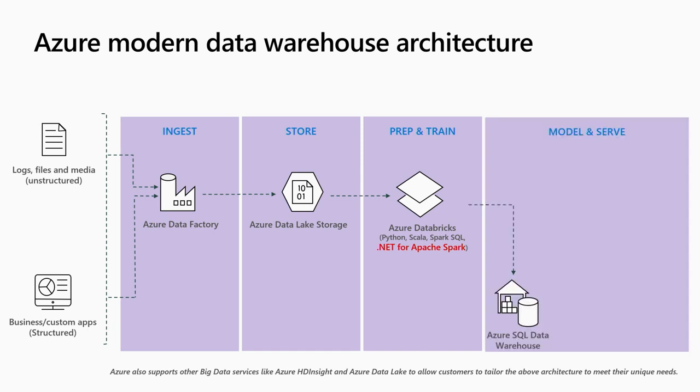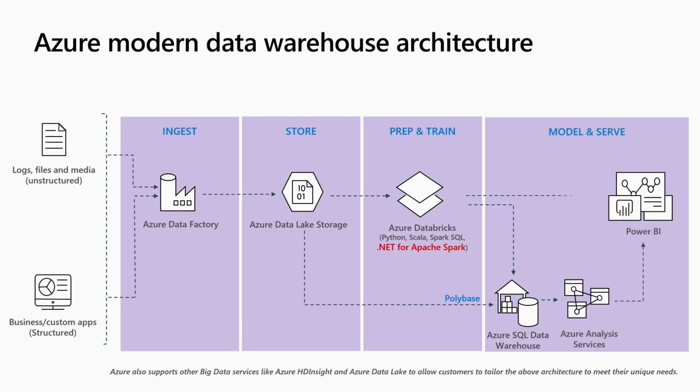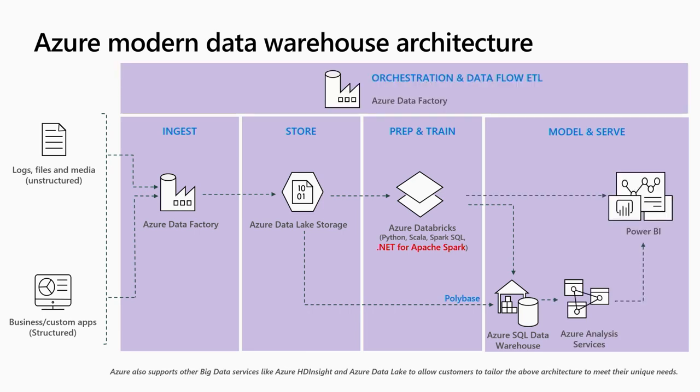Now, once you have prepped your data, you probably want to move it into a data warehouse where you can design your schema for the questions that you want to have answered. And now inside your data warehouse, you can either connect through Polybase, for example, to the data in the data lake, which we will show at the end of the presentation. And then you can use Azure Analysis Services or Power BI to basically visualize it. Now, these steps need orchestration. So for the orchestration step, you're going to use Azure Data Factory.